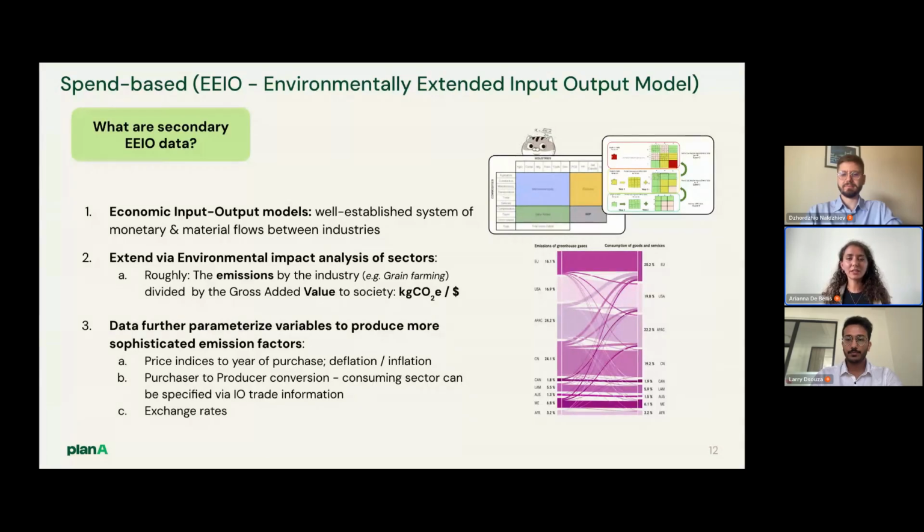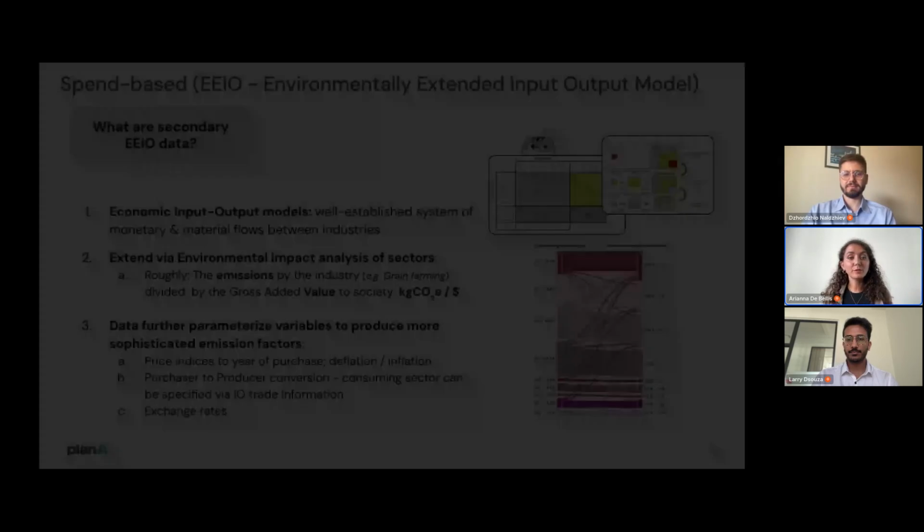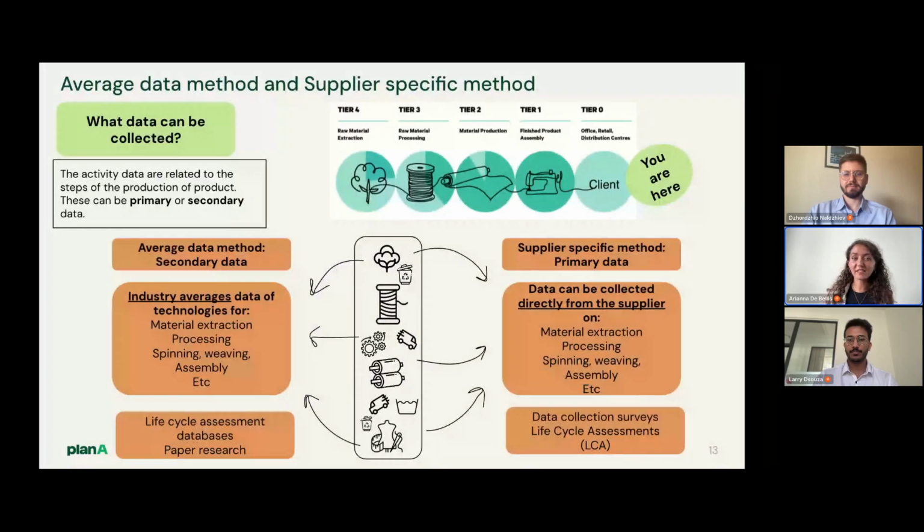And this is a great method for a first assessment, for a screening, for understanding where your company is. But definitely, if you want to go more in depth, the next step would be to go with either the average-based method or the supplier-specific one. So we are showing you these methods in the same slides because they operate on the same principles. Activity data is used to calculate the emissions associated with each step of the life cycle of the product.